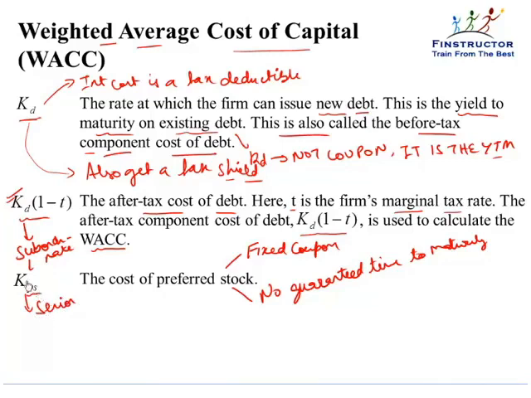The preferred dividend that we pay on the preferred stock is not a tax deductible expense like interest cost. So because it is not tax deductible, it does not give us any tax shield or tax benefit. So whatever is the coupon we are paying will be our cost of the preferred stock.